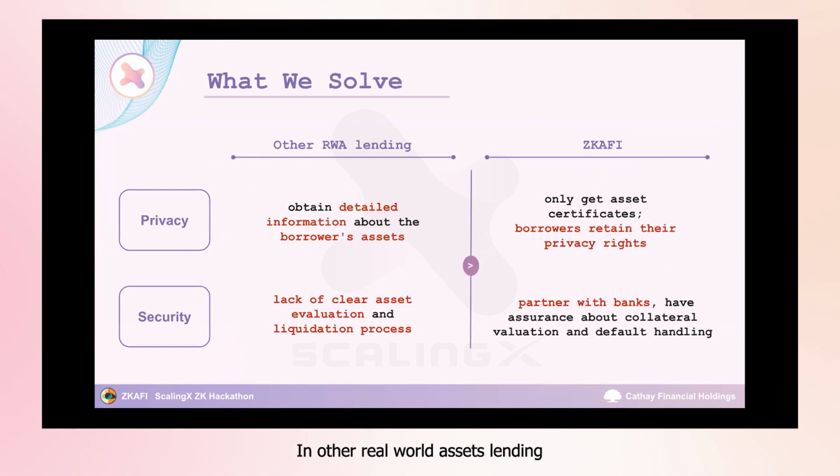What we solve is that other real world assets lending protocols don't provide privacy and security. In ZKAFI, our borrower can retain their privacy rights. And we partner with our bank, so we have assurance about collateral value and default handling.